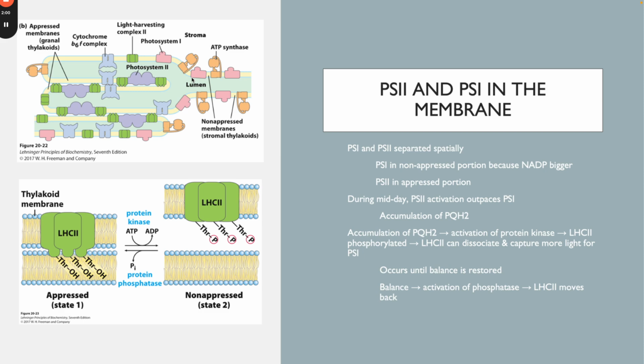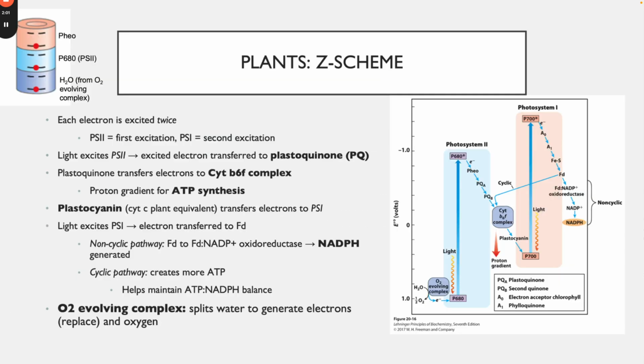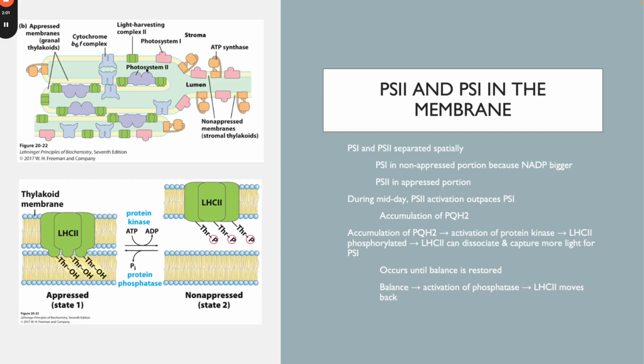Remember that photosystem 1 is going to transfer its electrons to ferredoxin, and ferredoxin can go the non-cyclic pathway and transfer the electrons to NADPH, right? Well, NADPH, if you look up the structure, is very large. So that's the reason, spatially, why we have photosystem 1 in the non-appressed regions: the NADPH is so big that it needs to get close, and it wouldn't be able to do so in these appressed portions right here. So that's why you see photosystem 1 in these regions right here.